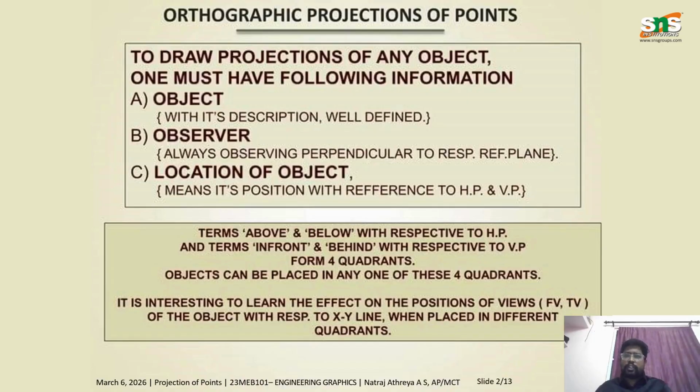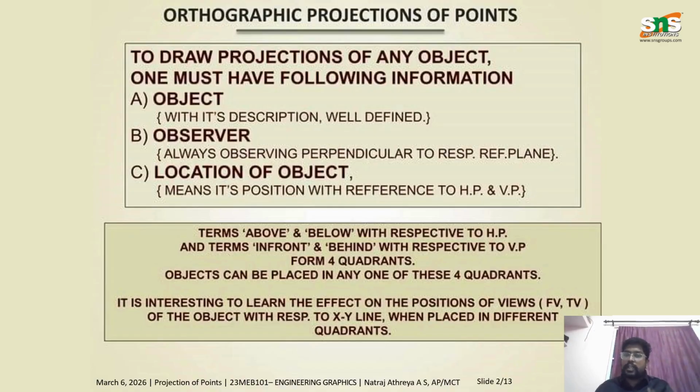In order to draw a projection of an object, we need some basic information. We need to know what that object is, so we need to create a clear description of it. Followed by that, we need to know where the observer is. It should be perpendicular to the respective reference plane. And then we need to know the location of the object, where it's positioned with respect to the horizontal plane or vertical plane.